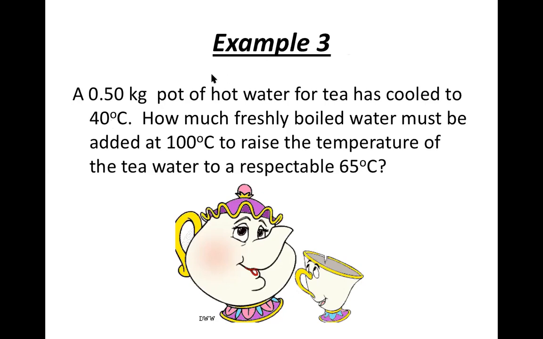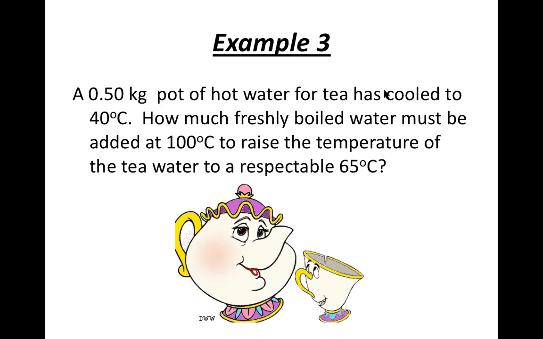Okay, example 3. A 0.5 kilogram pot of hot water for tea has been cooled to 40 degrees Celsius. How much freshly boiled water must be added at 100 degrees Celsius to raise the temperature of the tea water to a respectable 65 degrees Celsius? We're tea snobs here, and we need to drink our tea at 65 degrees Celsius. But when you boil water, you get it at 100 degrees. Isn't that so annoying, that you boil hot water and then it's not ready to drink right away? You have to wait for it to cool. Anyways, we're not going to wait. We're going to add a little bit of cold water.